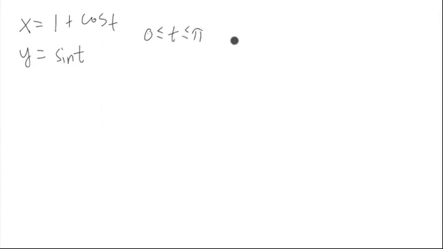Let's take a look at how, with parametric equations, in particular, let's look at this one, x is equal to 1 plus cosine t and y equals sine t. We can find the surface area of this curve graph that's been rotated. In particular, let's look at t going from 0 to pi, and we're going to rotate around the x-axis.